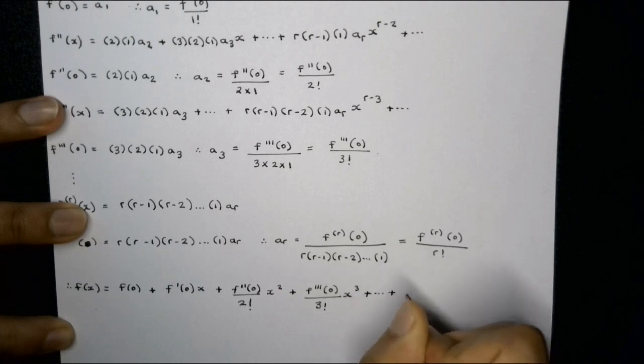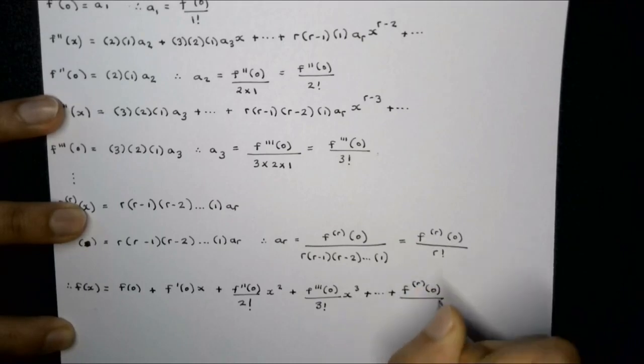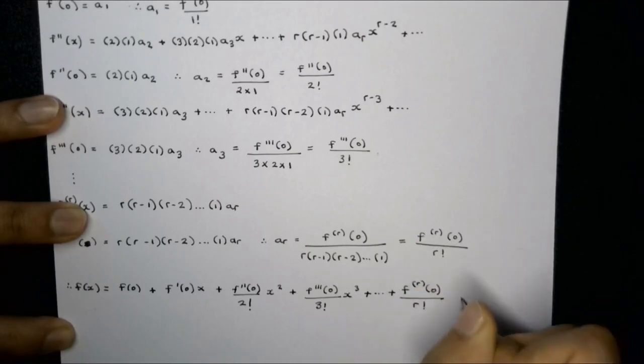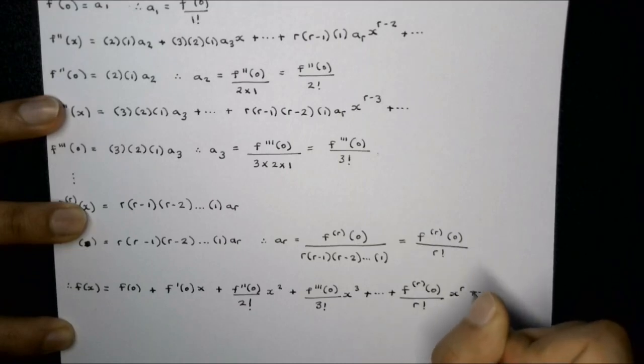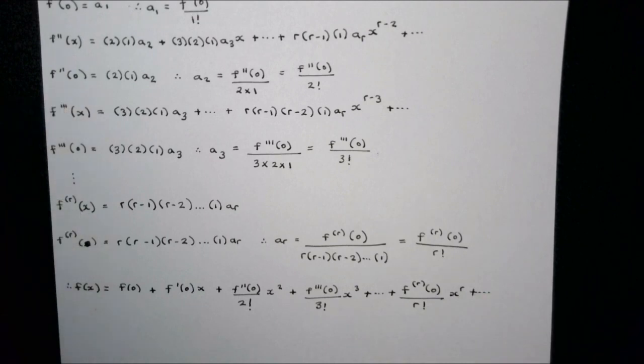And then we continue this to the nth derivative at 0 divided by r factorial times x to the power of r, and then we can continue on with these terms. So what we've done over here is prove the result of the Maclaurin series.